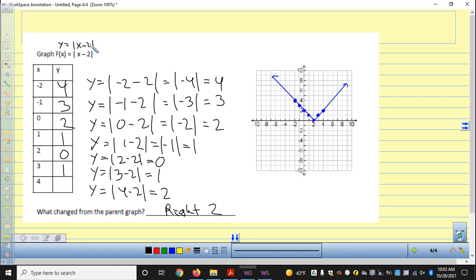Huh. And there's a 2 here inside the absolute value. Maybe those are connected. When we added 2 outside, it went up 2. When we subtracted 2 inside, the absolute value went right 2. All right, last one.